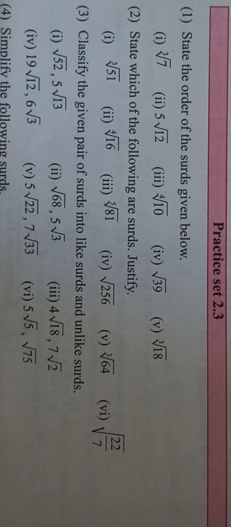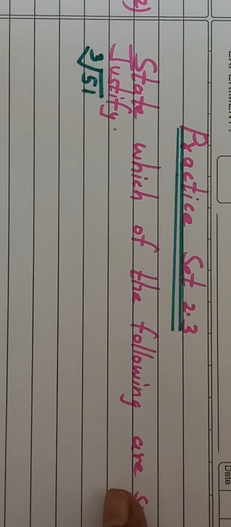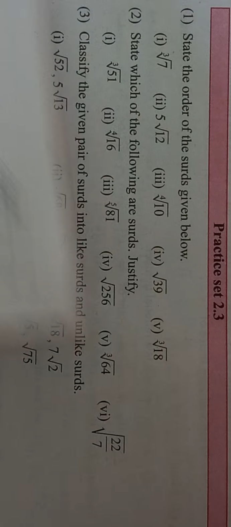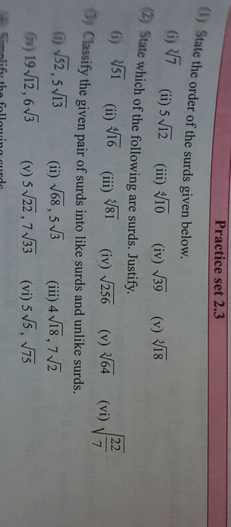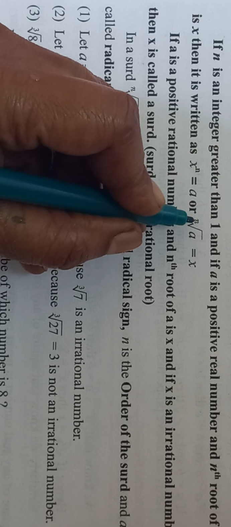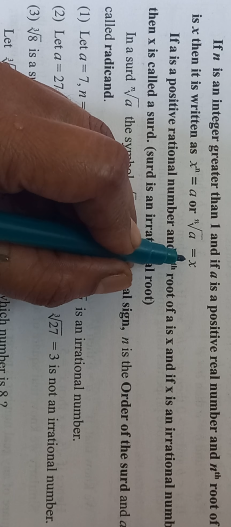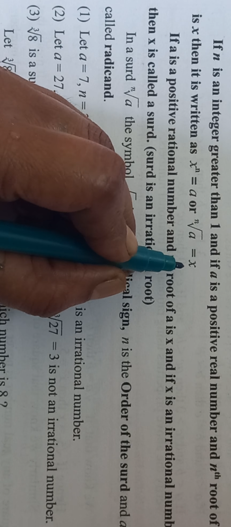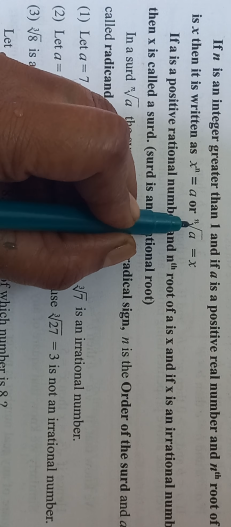For that you should understand the meaning of surd. Cube root of 51, is it a surd or not, that you have to tell and justify. The meaning of surd is given in the textbook: a surd is an irrational number. And the way we write a surd is in this form, nth root of a, which is equal to x. When we solve, if we get an irrational number, this x is an irrational number, then x will be called a surd. And the form of writing the surd is nth root of a.